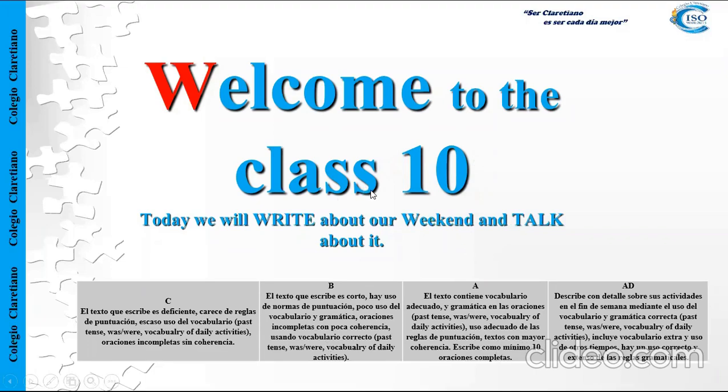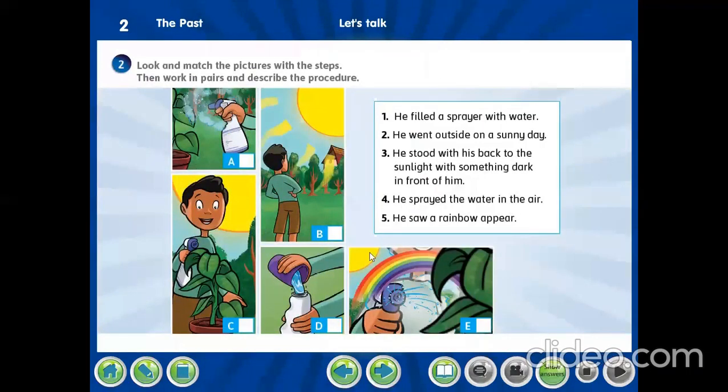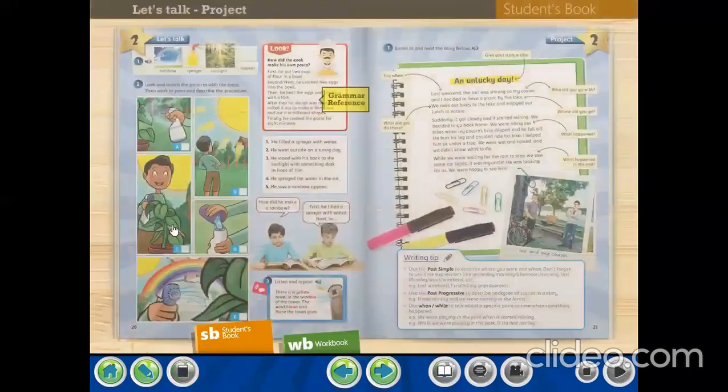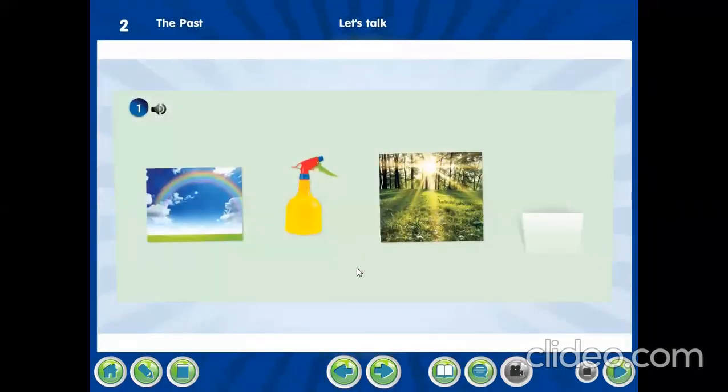So please, we are going to start. We don't have much time. Open your Young Start, pages 20 and 21. Open your book. On page 20, we are going to review something important in our composition, the connectors.